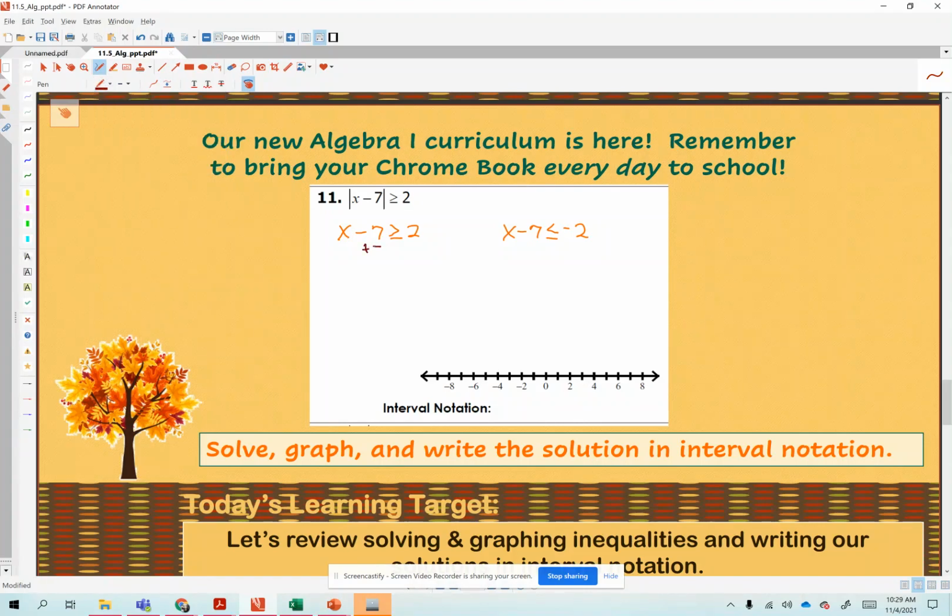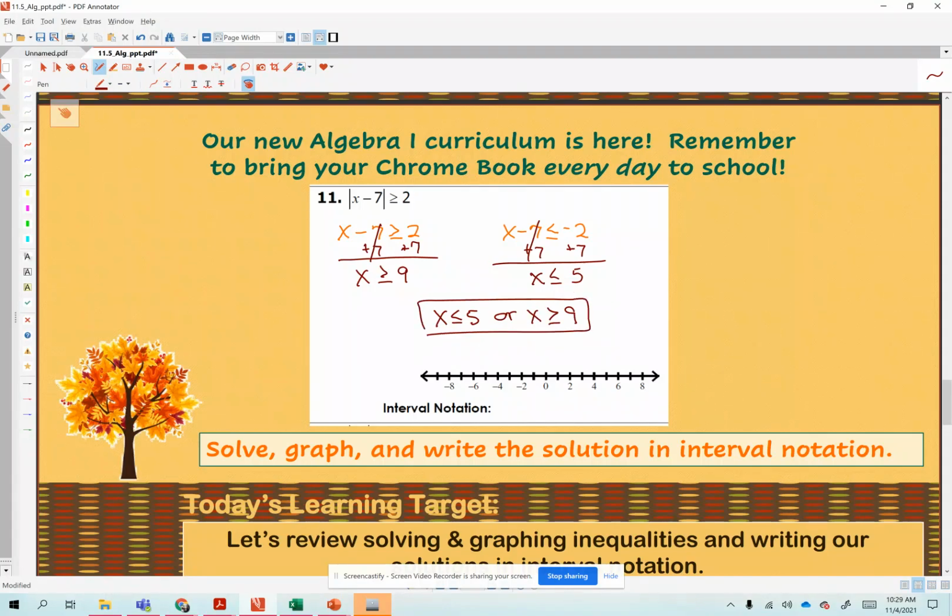So we will add 7 to both sides. X is greater than or equal to 9. And here we'll add 7 to each side. X is less than or equal to negative 2 plus 7, which is 5. So our answer is x is less than or equal to 5, or x is greater than or equal to 9.